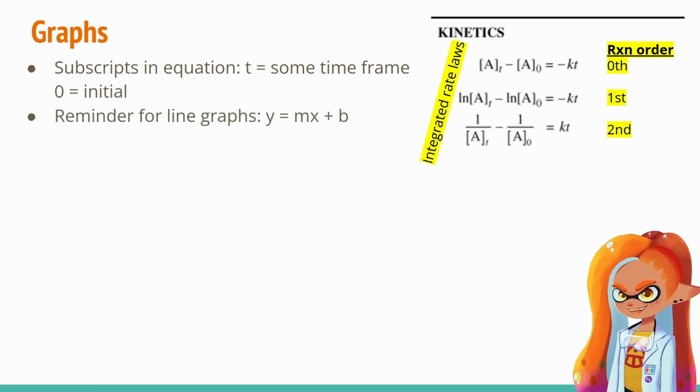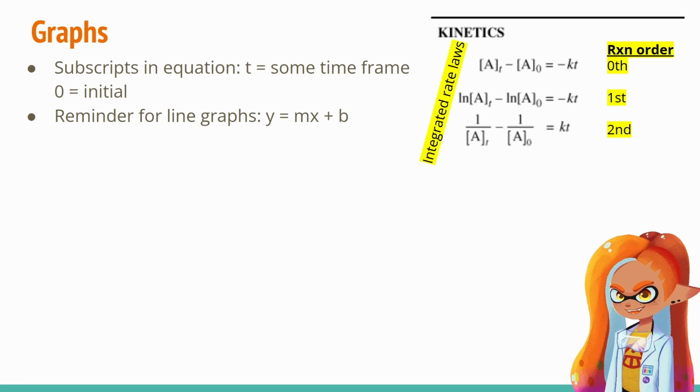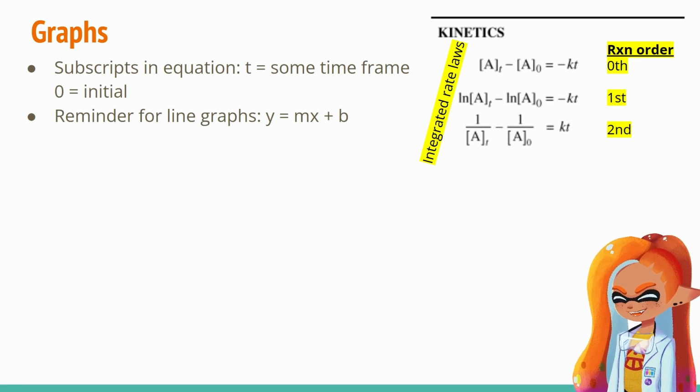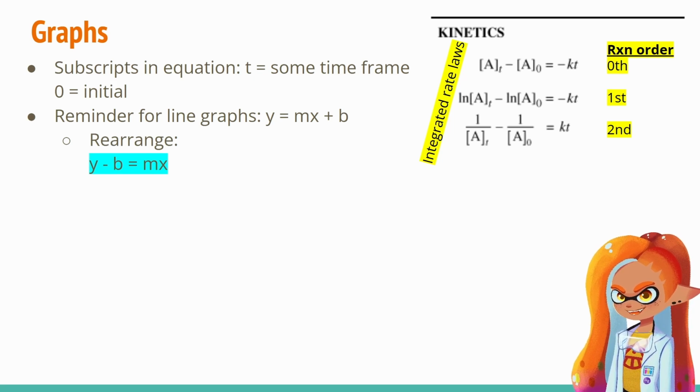And so remember line graphs, right? Y equals mx plus b. You have m being your slope and then b being the y-intercept and stuff. And so these kinetic rate laws are actually written like a line. And so you can reorganize the original y equals mx plus b. And then if you notice, that arrangement looks exactly like the kinetics rate laws. So make sure you remember that all these could potentially be line graphs.